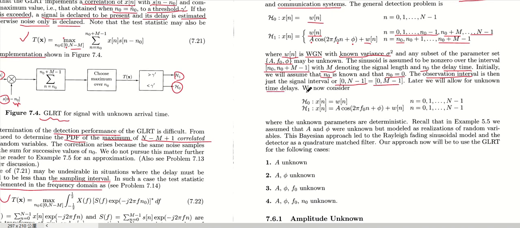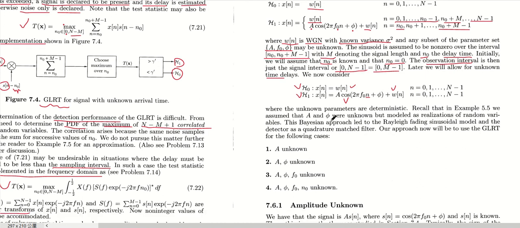We now consider this, where there's no delay problem. There's no delay problem, because it's either noise or noise plus signal, and that signal starts from n equal to 0, so it initiates at the beginning. So the signal does not have any delay.